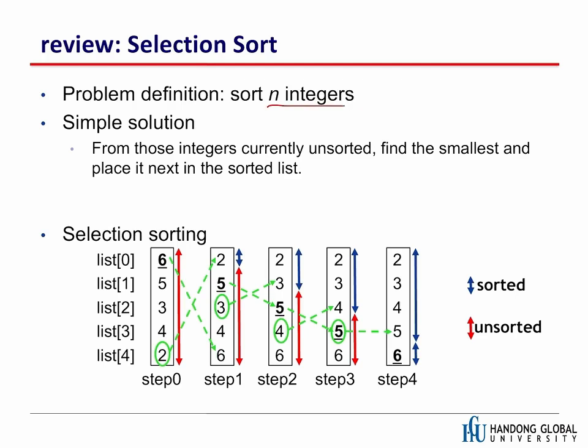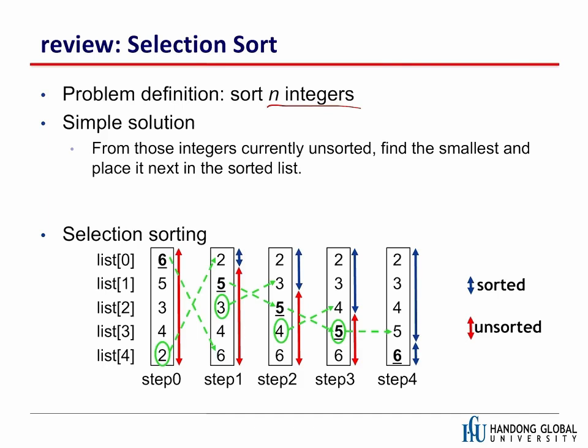So we have n integers. We are going to talk about just the keys here, so we don't care about the data part that much when we talk about algorithms. So the simple solution: from those integers currently unsorted, find the smallest and place it next in the sorted list. Selection sort is really easy and simple, but computationally it's not that cheap.